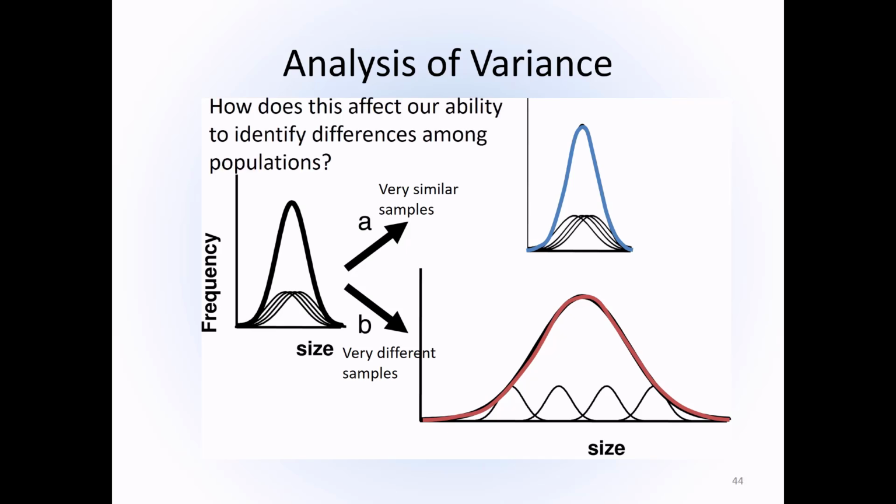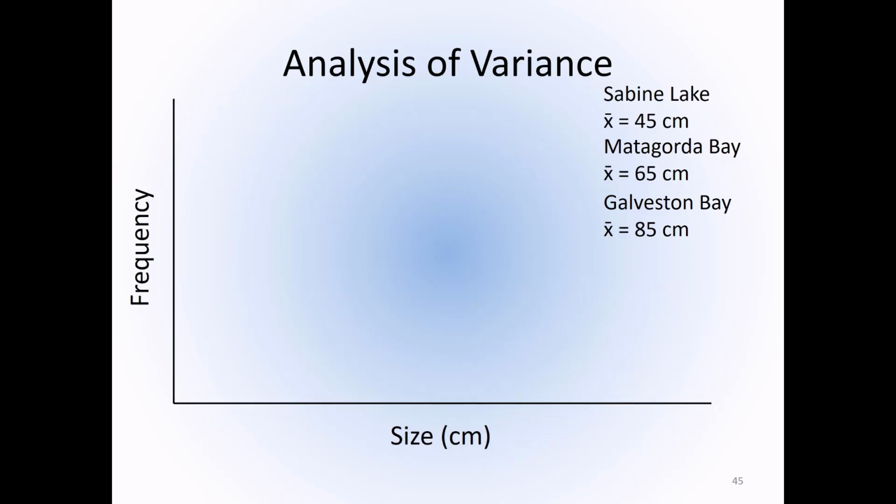And this is going to affect our ability to discern if there's actually differences among our populations. Depending on how similar our samples are to one another, how much variability there is in our samples, in turn affects our variability in our populations, and in turn affects our ability to determine differences among these populations. So let's say that we go out and we collect data from these red drum across various time periods in our respective ecosystems of interest, and we find that Sabine Lake red drum tend to be the smallest, Matagorda Bay red drum tend to be somewhere in the middle, and then Galveston Bay red drum are the largest.